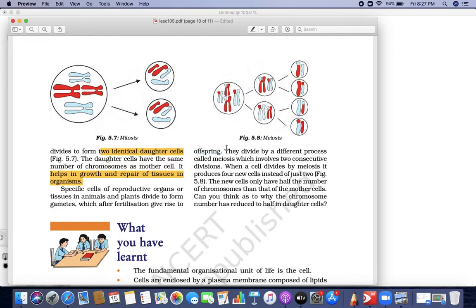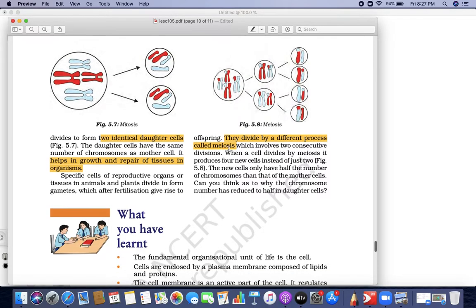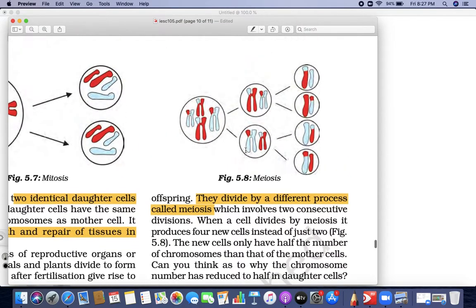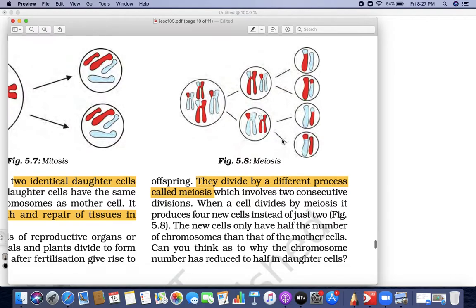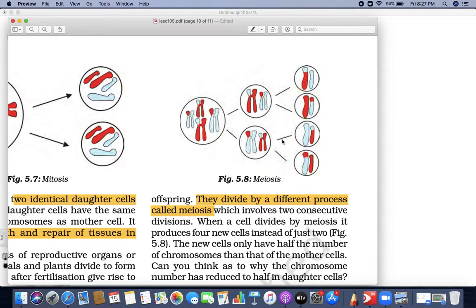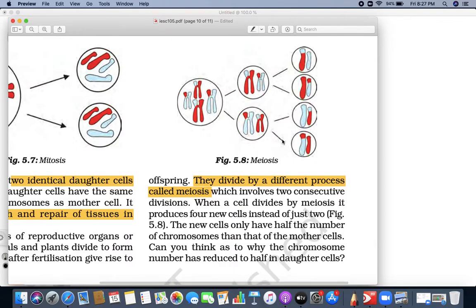Now they divide by the process called meiosis, which involves two consecutive divisions. If you see in this process, two divisions happen. From 1 it will become 2, and from 2 it will become 4. There are phases, G1, G2 and all. In 11th standard, when you take biology, it will explain these in more depth, what this red part is called and the gray part is called. Right now we are talking about the mother cell dividing into 4 daughter cells.